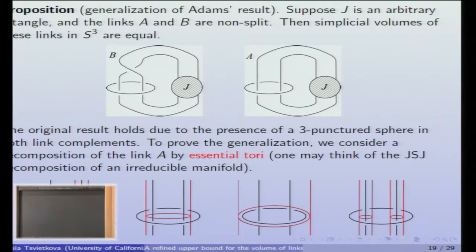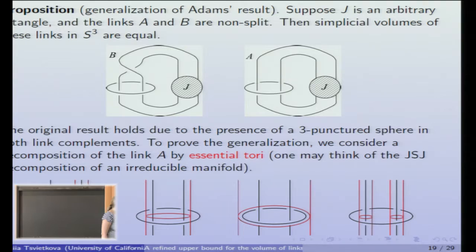So suppose now we have an arbitrary two-tangle, and suppose we have non-split links. I'll do it for non-split links, and then the simplicial volumes of these links will be the same. To prove this generalization, we have to consider a decomposition of a link complement by essential tori. We assume it's non-split, so we don't have to bother about decomposition along essential spheres. Once we consider the decomposition along essential tori and prove that the hyperbolic pieces have the same volume, we are done.